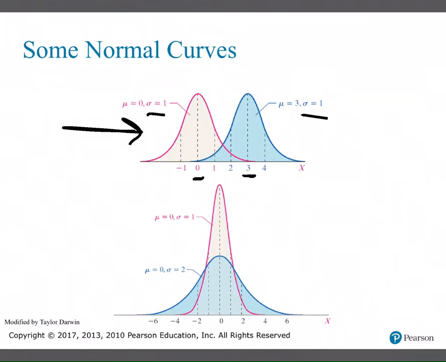But the standard deviation, as you will see in the second example, dictates how spread out or how high it is. So in this blue example, the mean is 0 and the standard deviation is 2. So it's a little more spread out than this pink example, the second pink example. The means are the same, so they're at the same location, but the spreads are different. So those are just some examples that you can see when you look at normal curves.